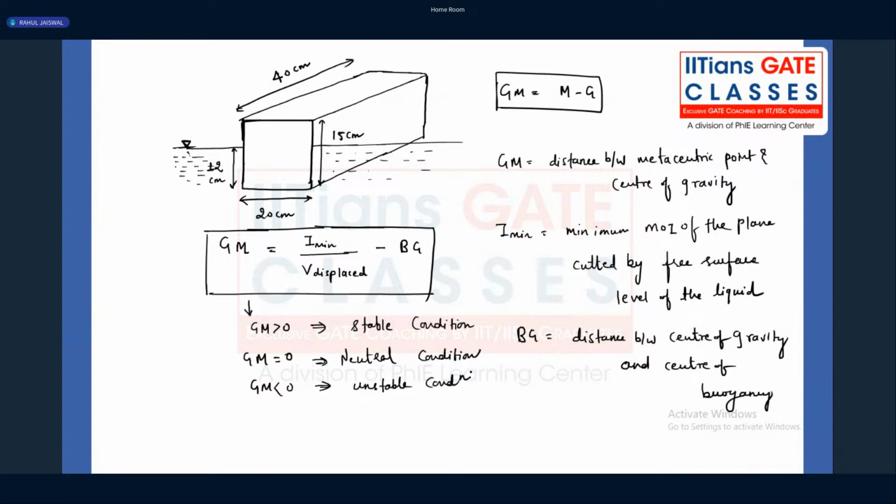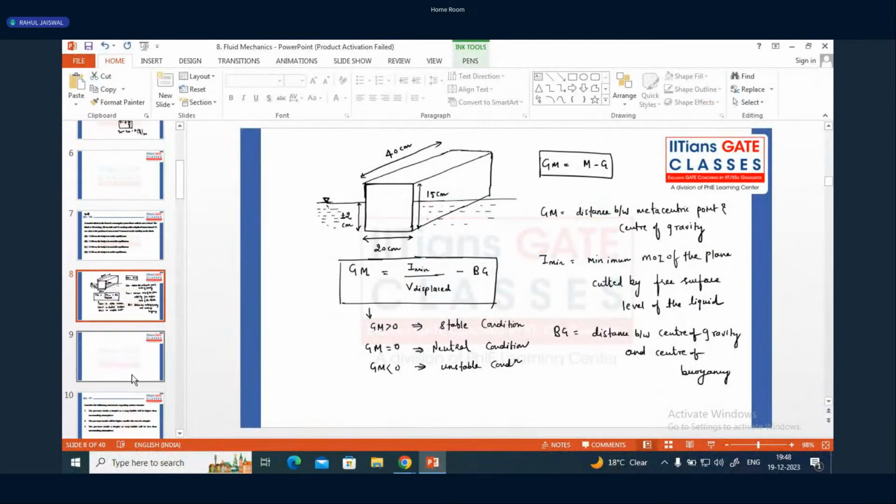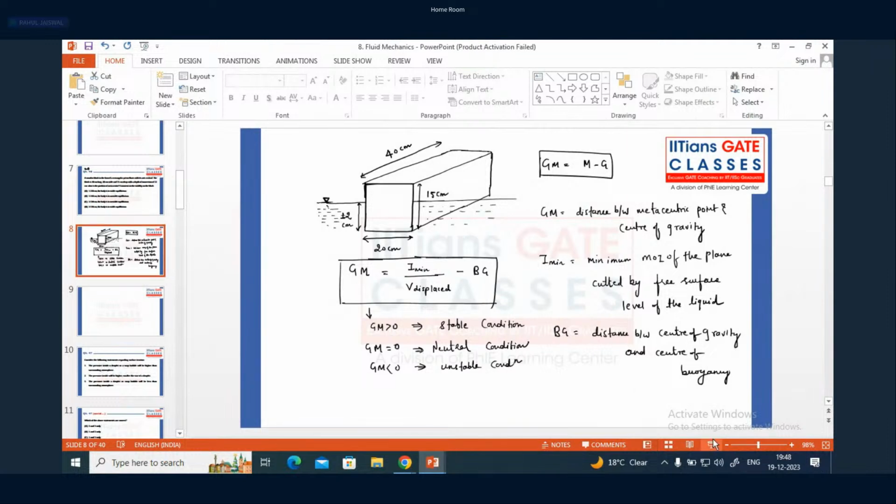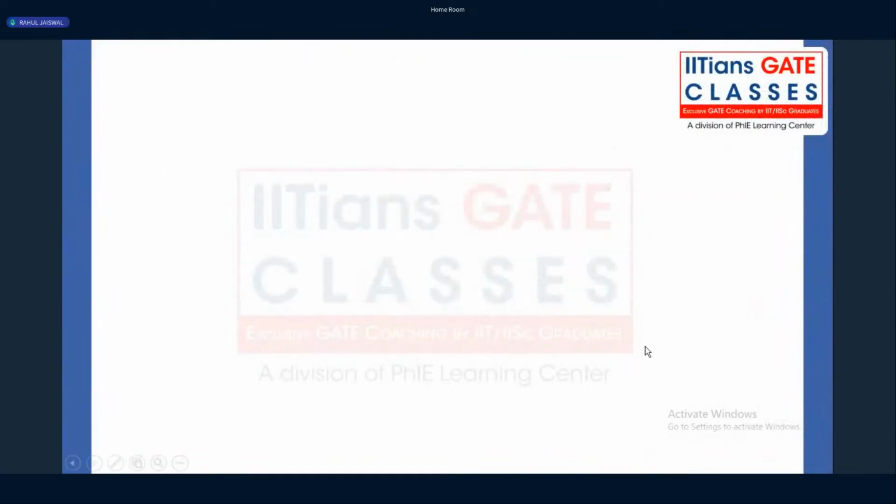Now let us calculate the value we are getting in our particular problem. In our problem, what is the value of GM? First of all, what is the minimum moment of inertia? For calculating the minimum moment of inertia, first of all we need to cut the plane by the free surface level of the liquid.